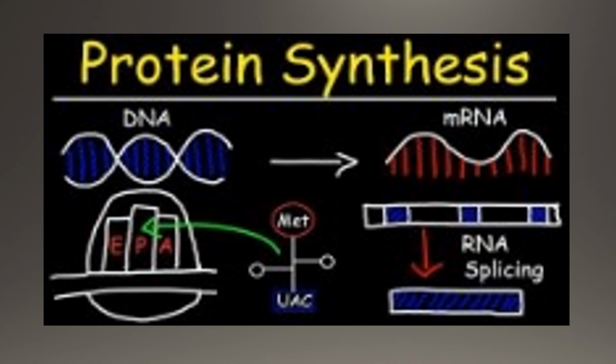So once the mRNA strand is synthesized in the nucleus, it leaves the nucleus and enters the cytosol, where it interacts with a free ribosome or one that is attached to the rough ER. Now within the ribosome, it's going to interact with a tRNA molecule or a transfer RNA molecule.